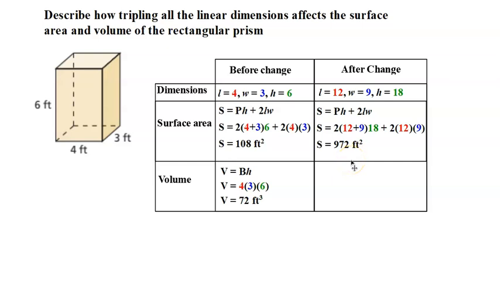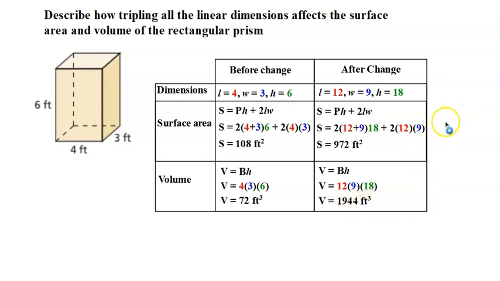Which gives us 972 square feet for our new surface area. The original was still 108. And for volume, still base times height. And just now we got new ones. So 12 times 9 times 18, which you stick in your calculator, and you get 1,944 cubic feet.